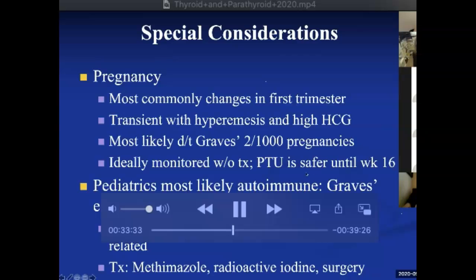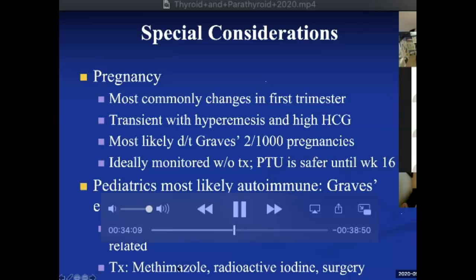All right, we talked about PTU being safer until 16 weeks. For pediatrics, they are most likely to get autoimmune Graves, especially if there's a family history of it. They could also have thyroiditis, which is transient, so recheck them again in 4 to 6 weeks or maybe 8 weeks. Also, as a growing child, think about the pituitary gland and make sure it's not a medication they're taking or pituitary related. You would probably want to do an MRI of the brain to rule that out.